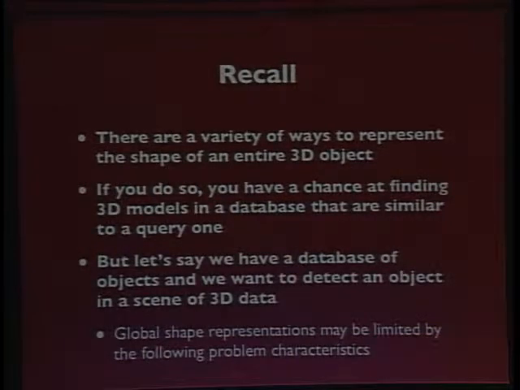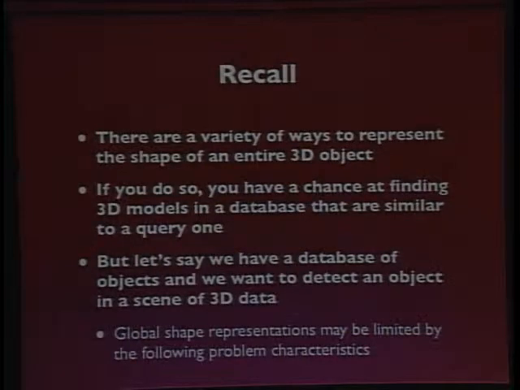But let's talk about a slightly different application as a way of motivating the idea of just representing the shape of part of a 3D object as opposed to the entire thing all in one fell swoop. And the example application is going to be, well, instead of having full 3D models compared to full 3D models, we have scans of a scene. Or let's just say, for the sake of argument, one scan of a scene that has objects in it, and trying to find instances of objects that are in a database in that scene.